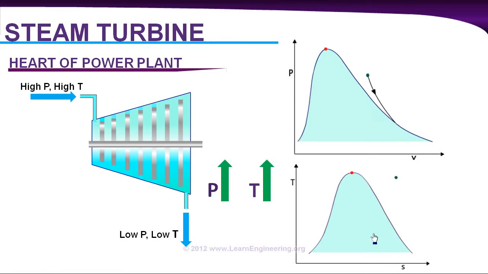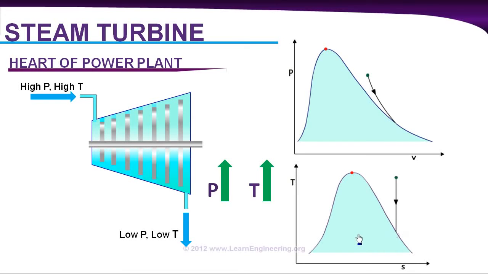And in the temperature entropy graph, you know temperature is coming down during this process. And there is no heat addition or heat absorption to the fluid. So this is a constant entropy process. So you can draw it like this. Temperature is coming down and entropy is constant.